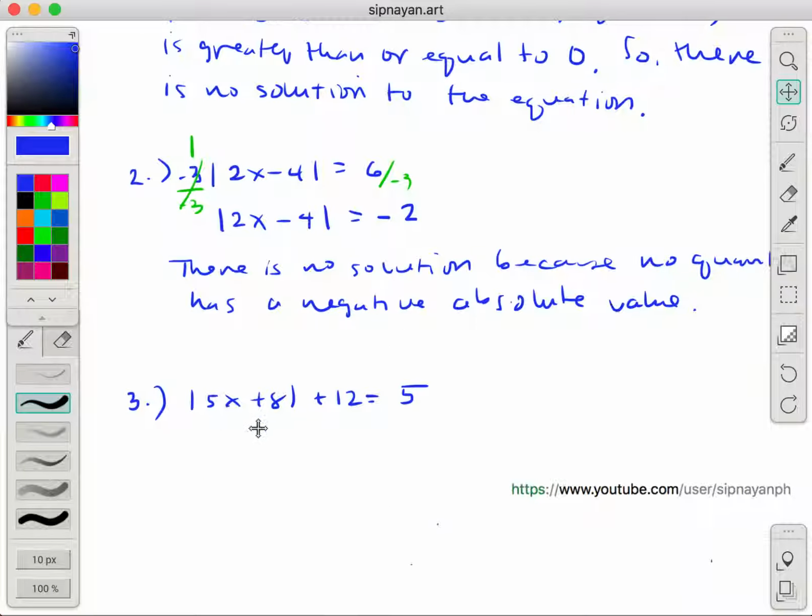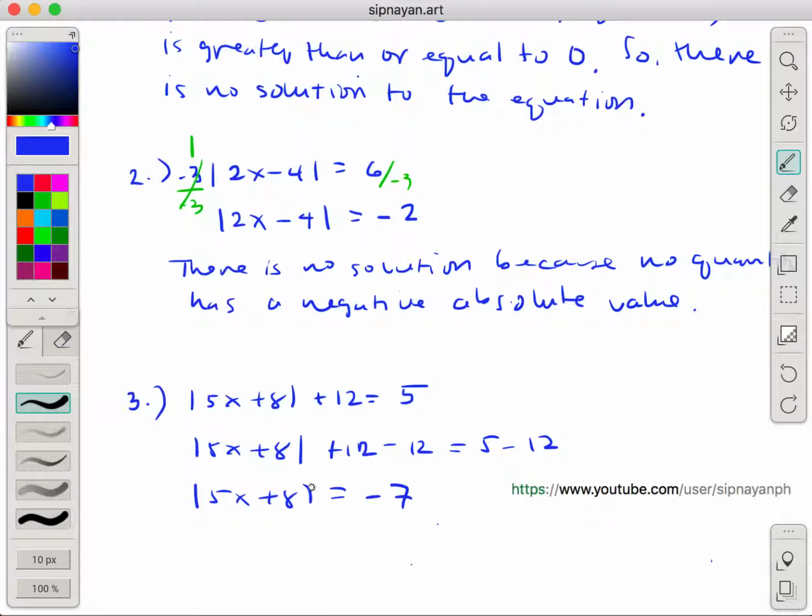Okay? So, ito may kasama sa labas, pero titignan natin. Katulad nito may kasama siya. We have 5x plus 8. Para matanggal itong plus 12, hindi ba natin pwede ito tanggalin? Magiging negative 7. No? Kasi plus 12 minus 12. What's 5 minus 12? So, nag-minus lang ako ng 12 para matanggal to. So, meaning we have absolute value of 5x plus 8 equals negative 7.